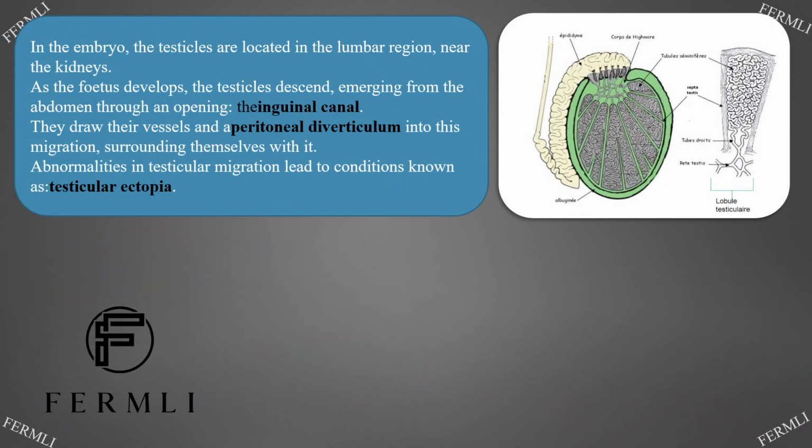In the embryo, the testicles are located in the lumbar region, near the kidneys. As the fetus develops, the testicles descend, emerging from the abdomen through an opening, the inguinal canal. They draw their vessels and a peritoneal diverticulum into this migration, surrounding themselves with it. Abnormalities in testicular migration lead to conditions known as testicular ectopia.